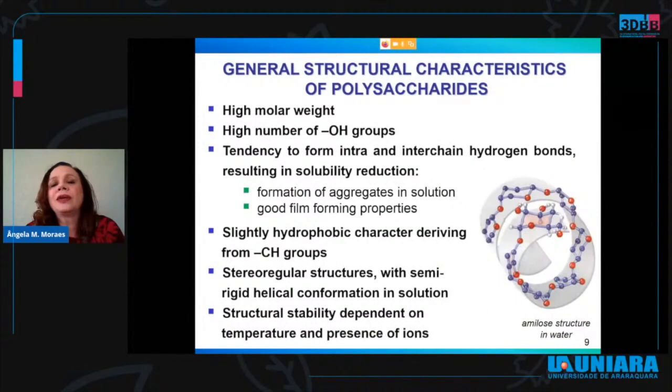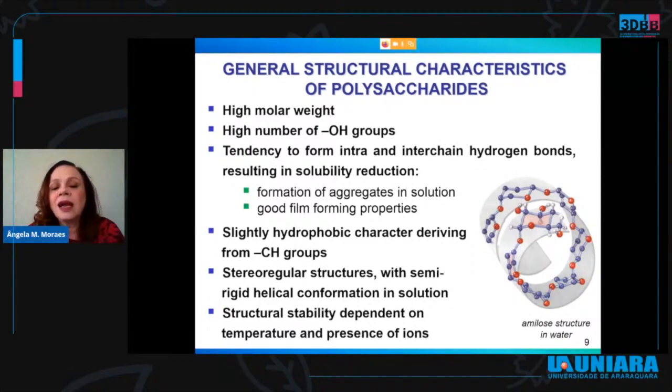Some general structural characteristics of polysaccharides are listed below. We can see that they have a very high molar weight. They have a high number of OH groups, and because of this, they have a tendency to form intra and interchain hydrogen bonds, which in turn result in solubility reduction. That implies the formation of aggregates in solution, but it also gives us a good film-forming property of this type of molecules.